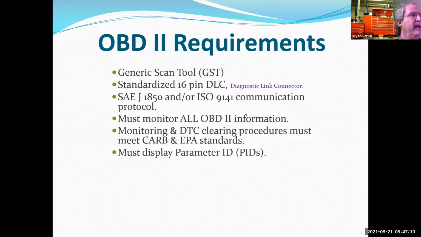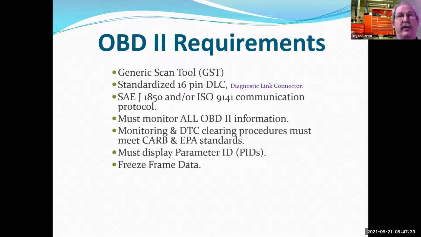It must display data. So prior to OBD2, most Asian vehicles did not support any way of looking at engine data with a diagnostic device or a scan tool. It didn't exist. You couldn't do it.